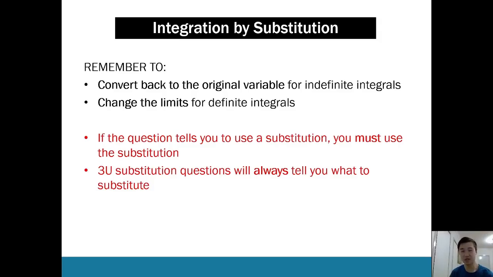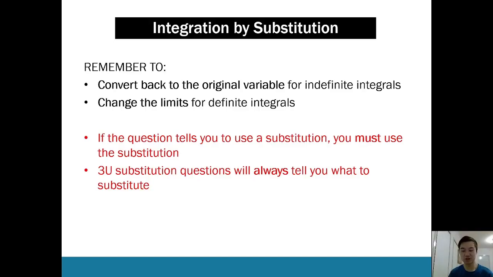It's so easy to forget to do, and if you do forget to do it, you won't get the full marks. Also, in extension 1, if the question tells you to use a substitution, you have to remember to use the substitution. You must use it. And the beauty of extension 1 substitution questions is that the question will always give you the substitution. It will always tell you what to substitute.